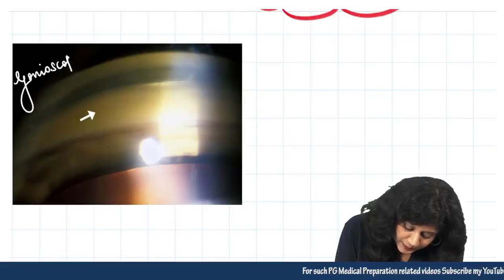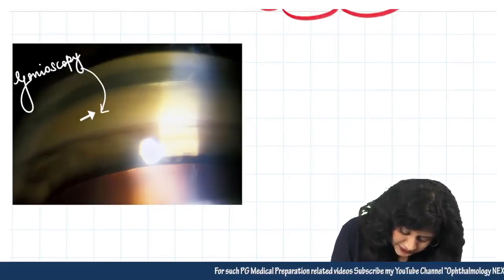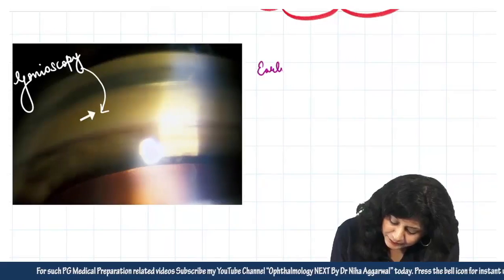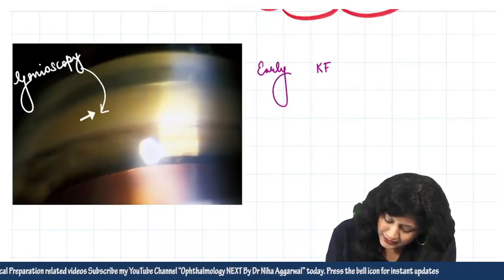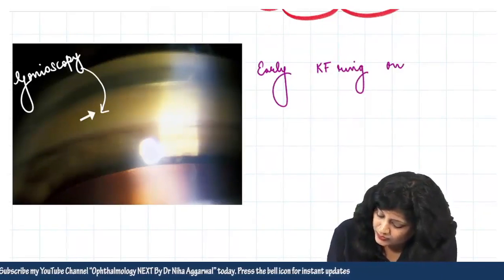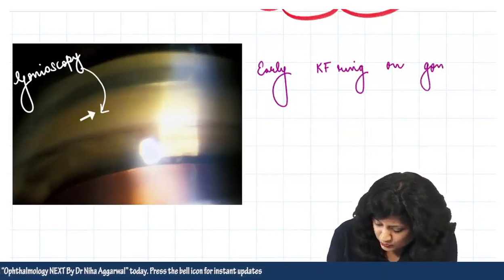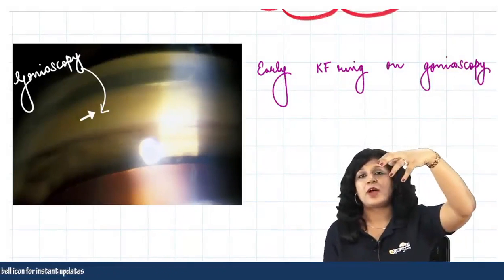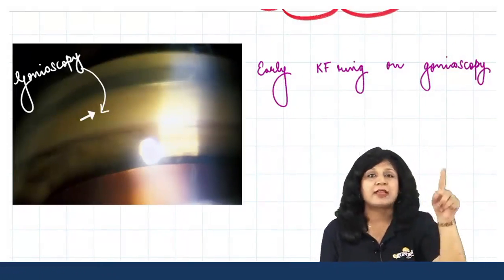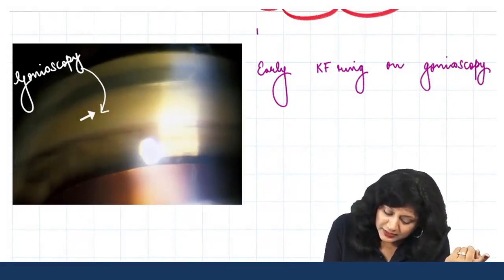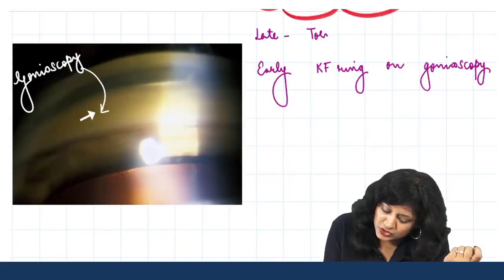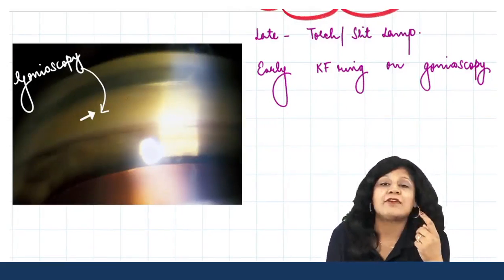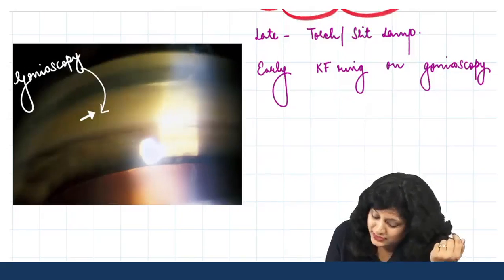Gonioscopy. Can you see these deposits? This is showing you the early KF ring on the gonioscopy. When you have the late KF ring, with the superior and inferior quadrants made, or when you have a total ring made, you can see it on the torchlight, or on the slit lamp examination. But the early KF rings are not visible on the slit lamp examination. They are visible by gonioscopy.